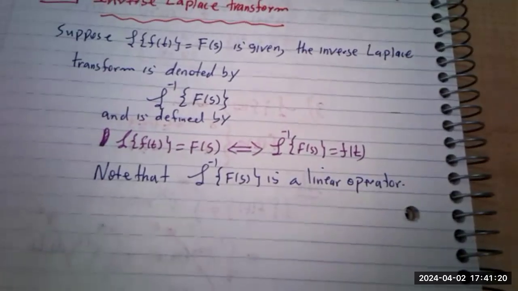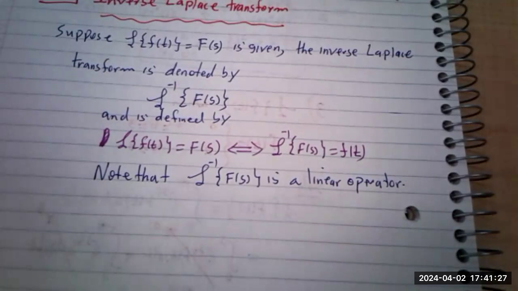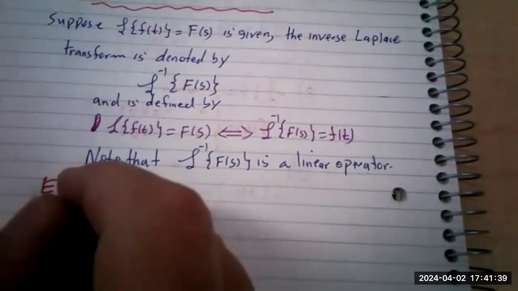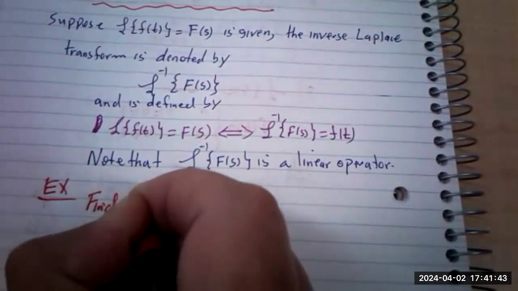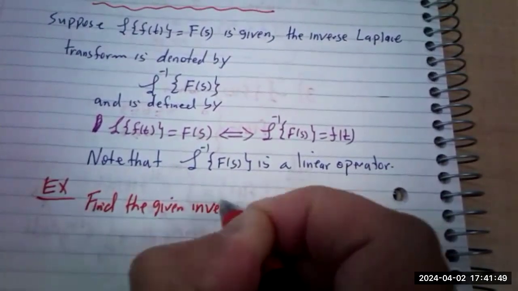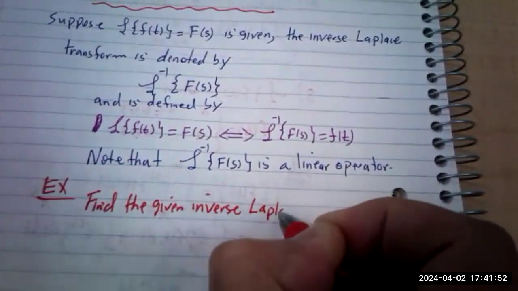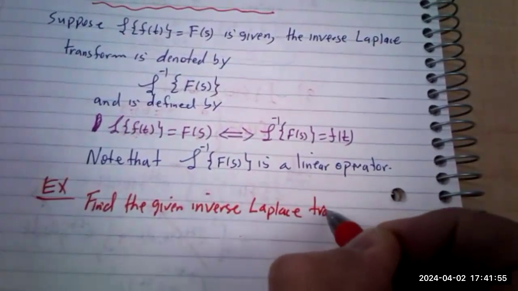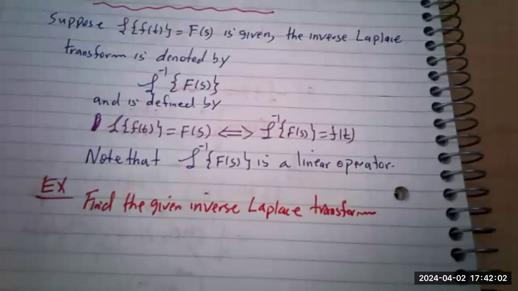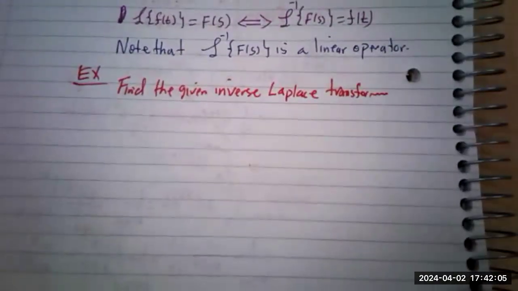Let's do some examples to see how we're going to do it. So you have your formulas. Some of them may be exactly as the formula, but some of them you may have to use this linear operator property to be able to do it. I'll give you all the possibilities. So, example: find the given inverse Laplace transform. Just staying with the basics, they give you some nice formulas that will take care of everything for us.